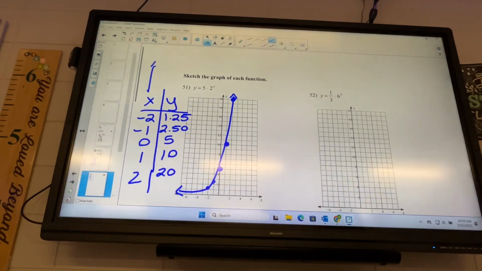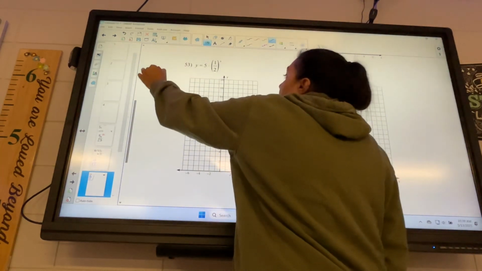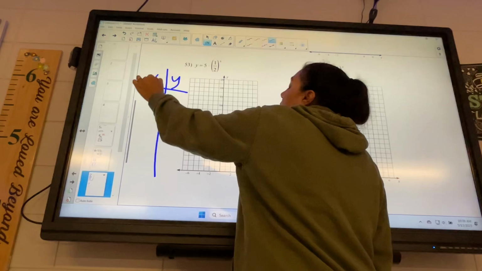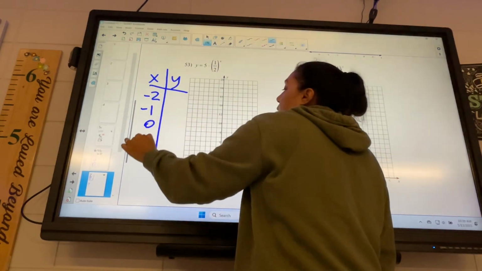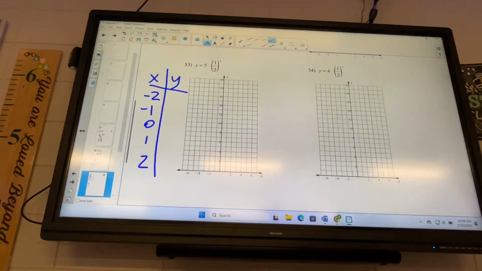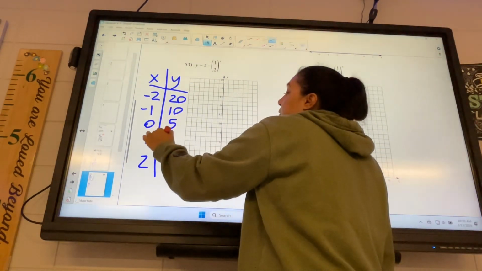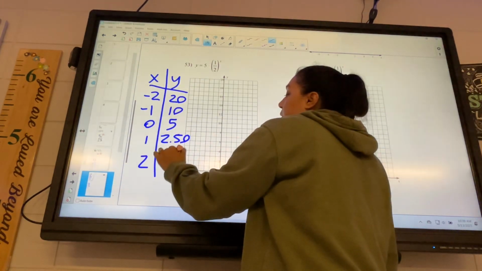Okay, 53, is that growth or decay? Okay. It is decay. Okay, so again, you're going to say x, y, -2, -1, 0, 1, and 2. What are you getting for the first number? 20? It's probably 20, 10, 5, 250, and 1.25.